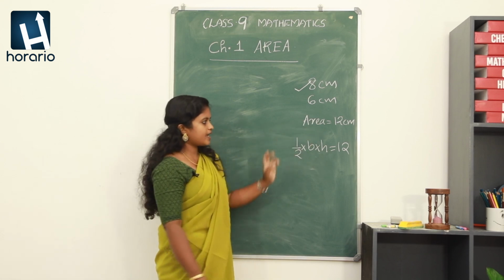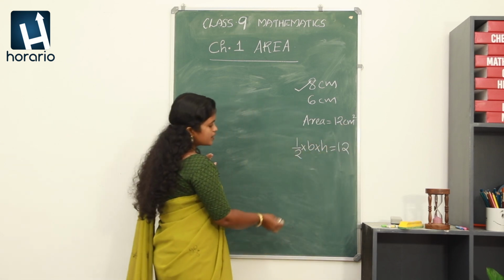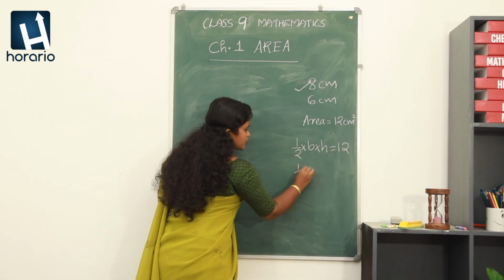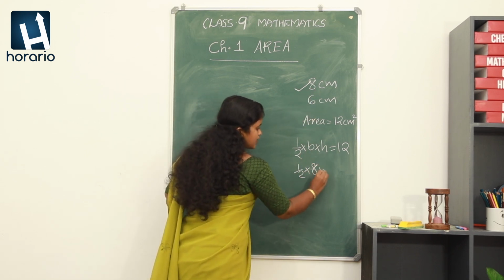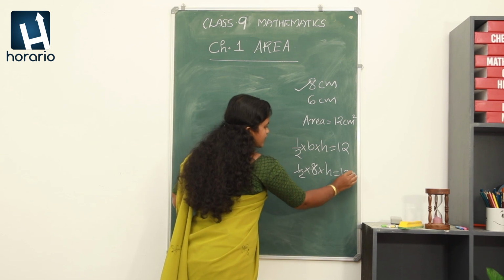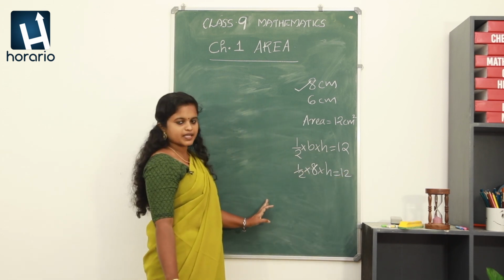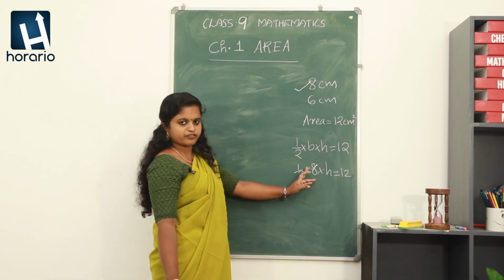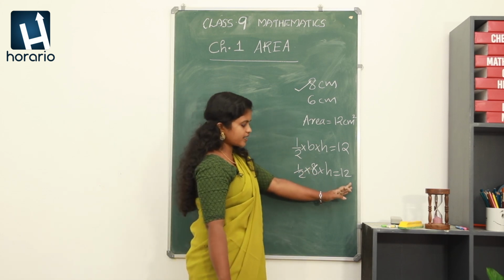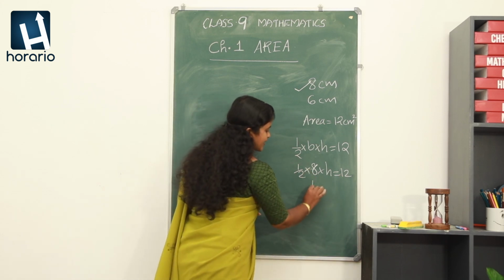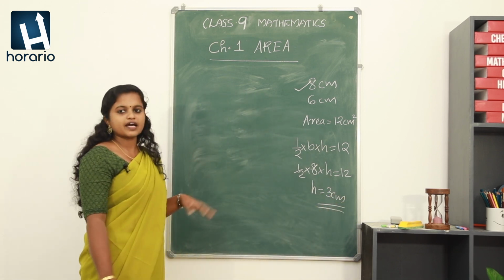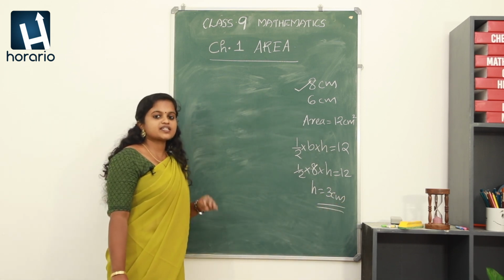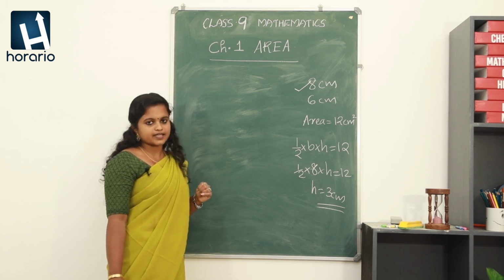We have been given the area. Now half into, we are choosing base as 8 centimeter. So half into 8 into H is equal to 12. Now on simplifying the calculation, 8 divided by 2 is 4. Now 4 taking to the other side, 12 by 4. So we will be getting H is equal to 3 centimeter. So we got the height, right? For such a triangle, the height should be 3 centimeter.